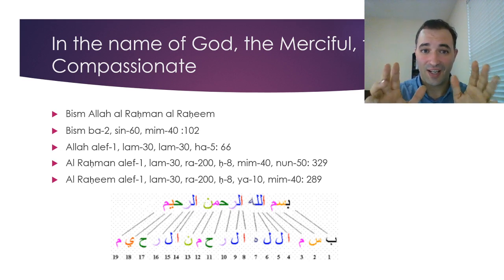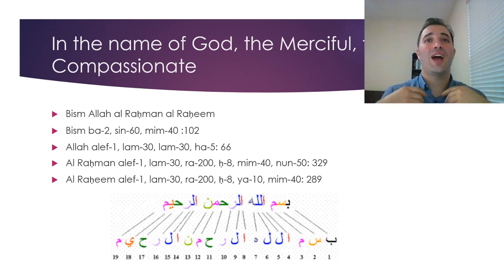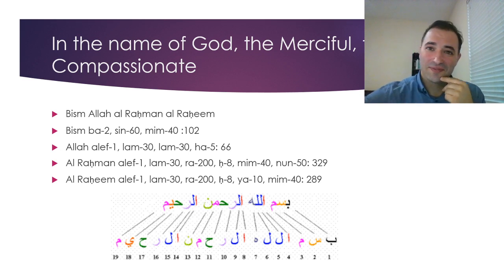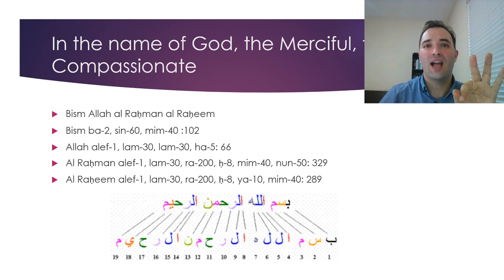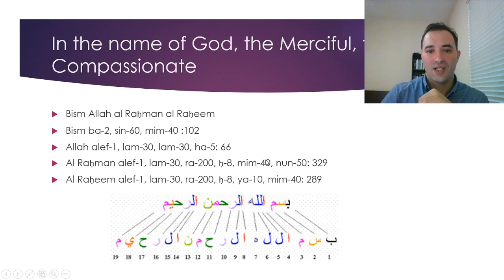This is very interesting. If you're a mathematician, or if you have a friend who's a mathematician, let's bring him to calculate this and see if this could be made by, I don't know, man. All right. So you have Al-Rahman. The gematria of that word is 329. Al-Rahim. By the way, this is not the same H. This is Ha, because there are 3 H's in Arabic: Ha, Ha, and Kha. 3 different. So this H is 8. Al-Rahim is 289.